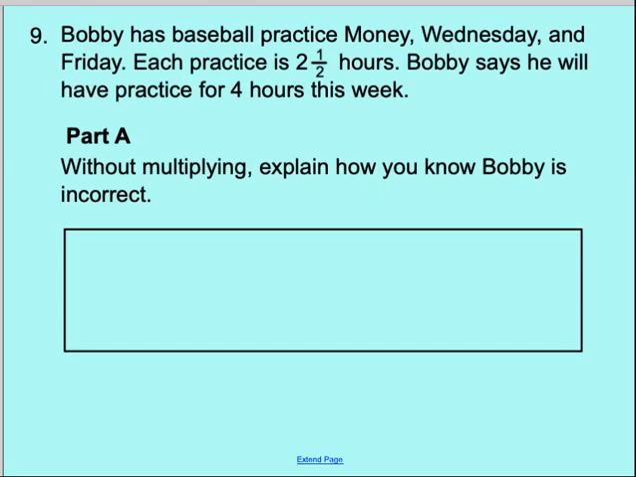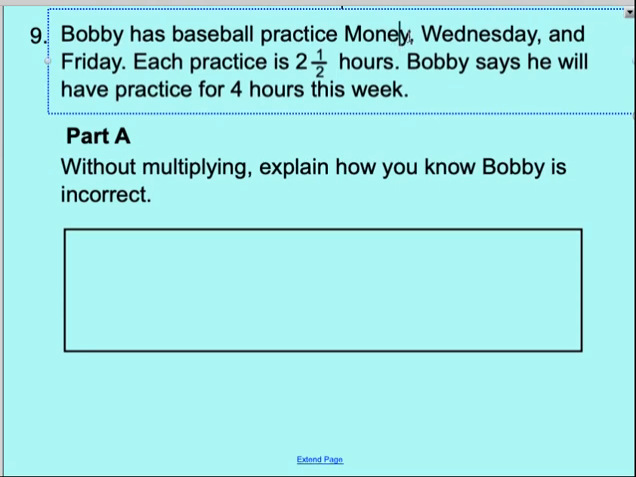Number 9, Bobby has baseball practice. I'm going to go ahead and think that that is probably supposed to say Monday, Wednesday, and Friday. Each practice is 2.5 hours long. Bobby says he will have practice for 4 hours this week. Part A, without multiplying, explain how you know Bobby's incorrect.